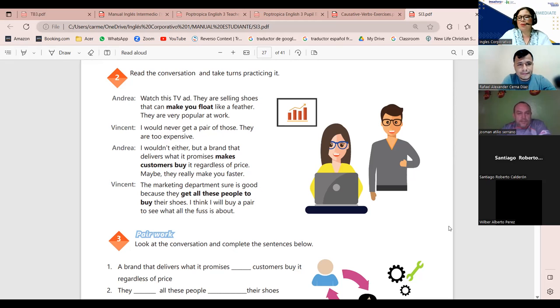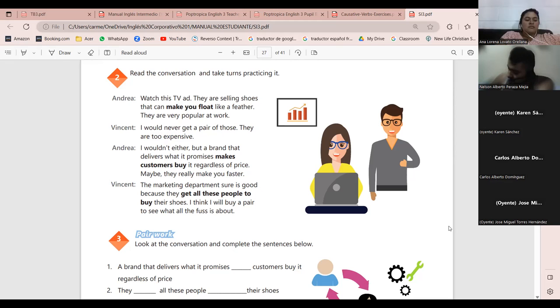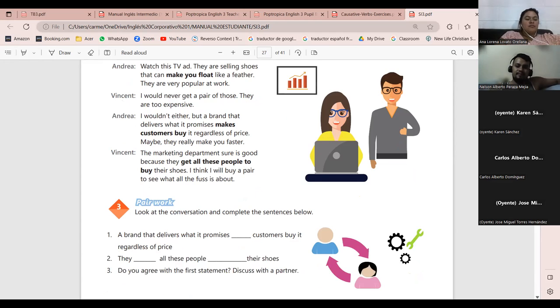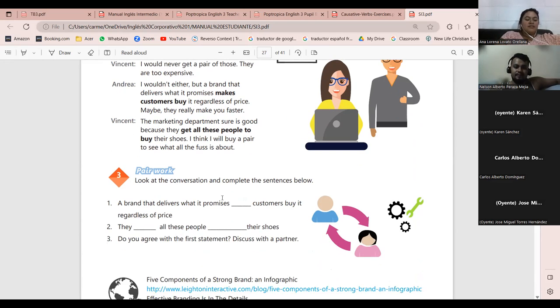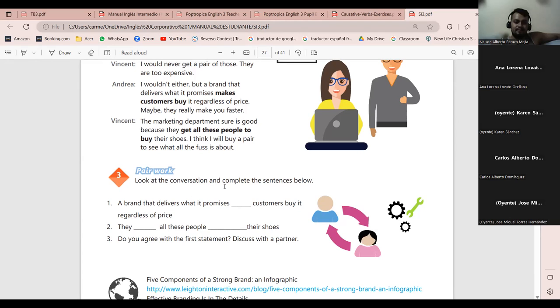Okay, now you recall what this conversation was about. These expensive shoes with customers buying fast. So let's complete these three statements. It says, look at the conversation and complete the sentences below. Number one.